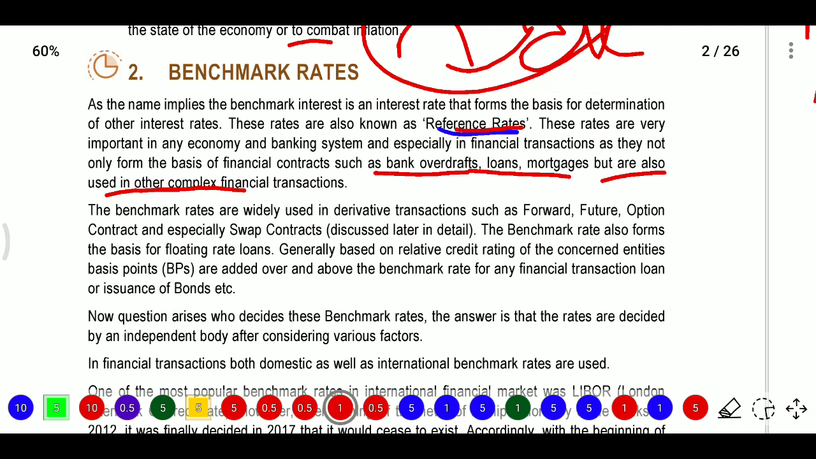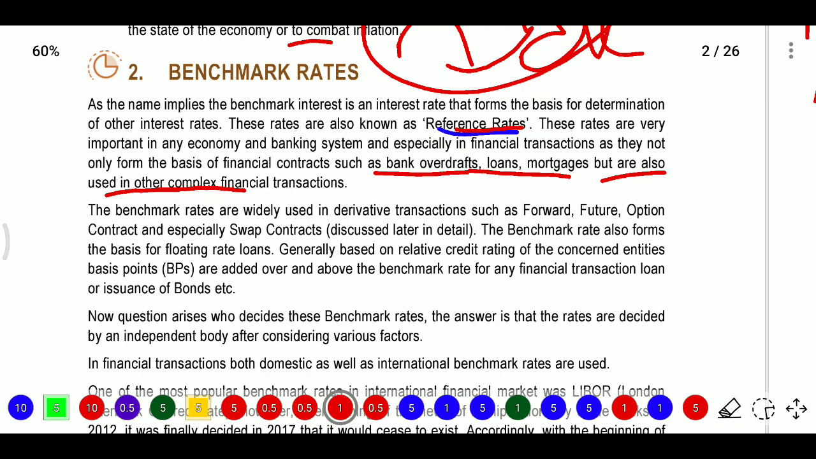In derivatives we have forwards, futures, option contracts, and especially swap contracts, where we exchange a series of cash flows, such as interest rates. If you are paying fixed and want floating, you can exchange. Or we can go for currency swaps: you are paying in rupees and want dollars. Or we have the total return swap, TRS. So swap means exchanging. In swap contracts too, the benchmark rate is used.